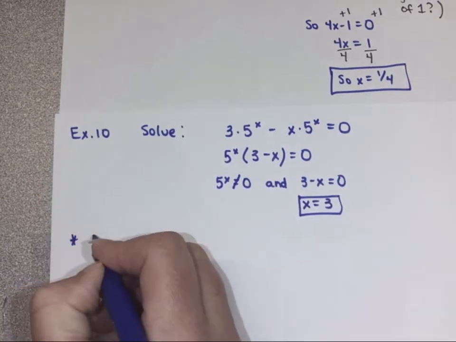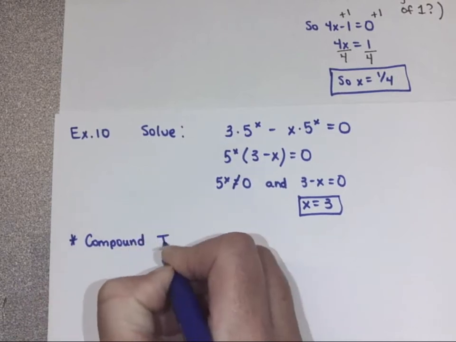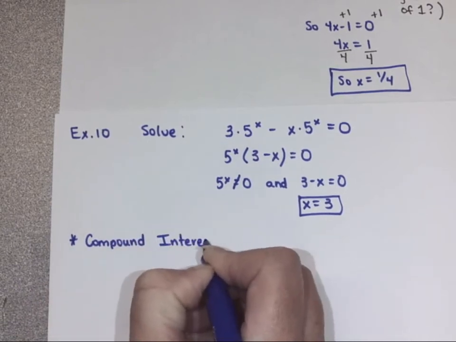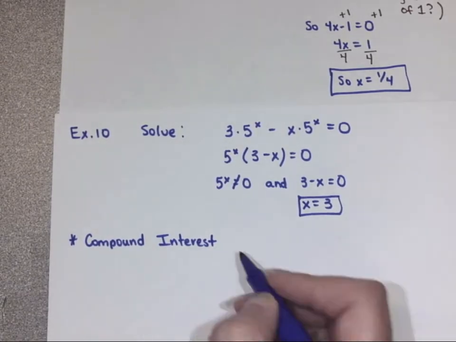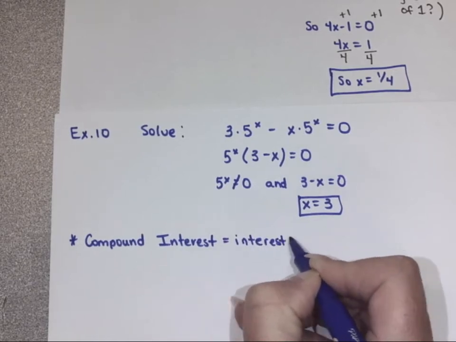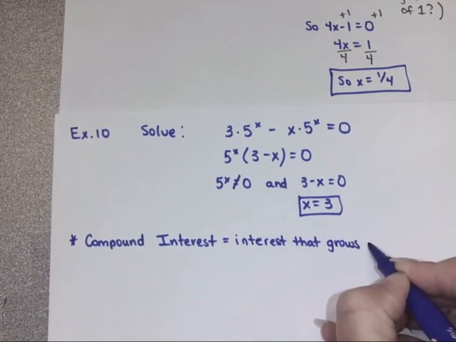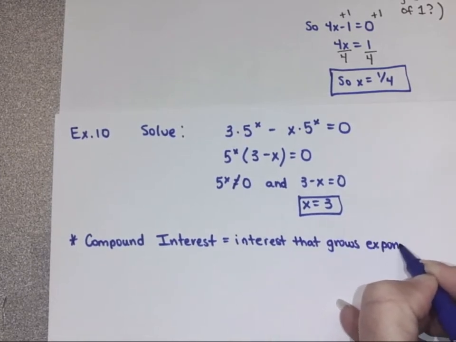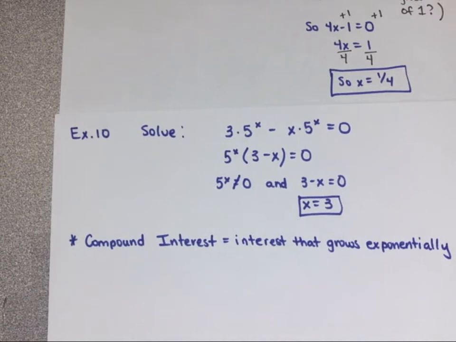So we're going to talk a lot in this class about finance, personal finance, and kind of business finance. Okay, so the first thing that I want you to know is what compound interest is. Compound interest is essentially interest that grows exponentially. Okay, most of the financial world runs on compound interest.